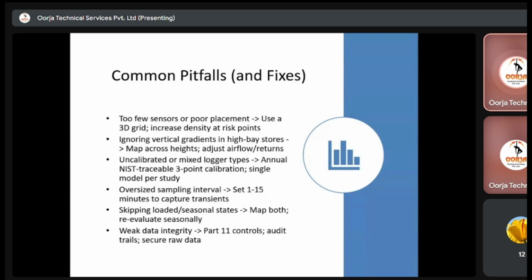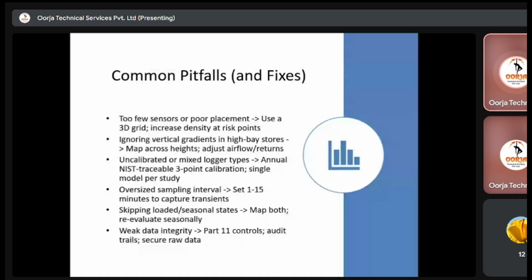So in that case, what should we do? We should consider the size of the area. We should calculate the area, and accordingly we should place the sensors. So it becomes very critical to identify the number of loggers to be placed. If we have this information with us, how many data loggers will be placed, this issue will not arise, and we fix this problem.